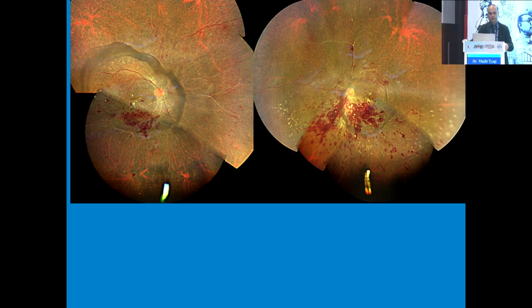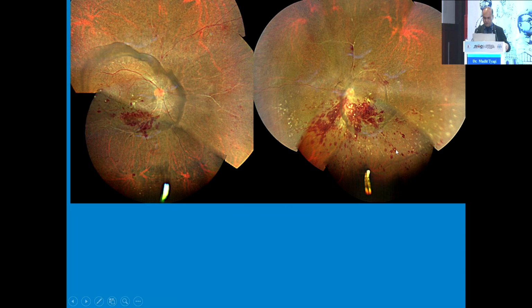This was a boy who happened to be a recreational drug abuser. But the point over here is how classically these clinical clues can help us in identifying these diseases. So if you see multiple miliary lesions, then think of ocular syphilis as one of the differentials.